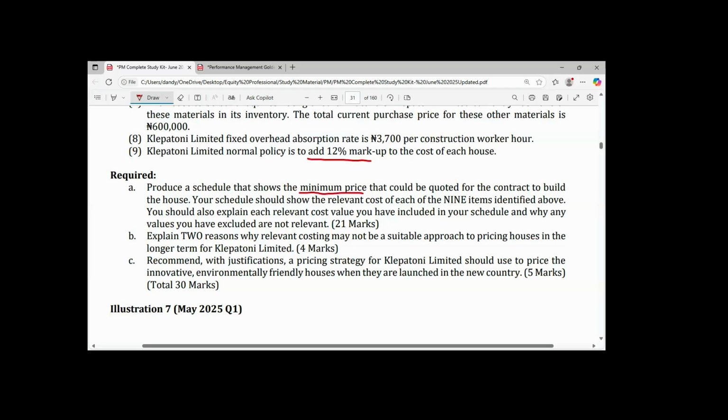B. Explain 2 reasons why relevant costing may not be a suitable approach to pricing houses in the longer term for Clepatonic Limited. 4 marks. C. Recommend, with justifications, a pricing strategy Clepatonic Limited should use to price the innovative environmentally friendly houses when they are launched in the new country. 5 marks. Total marks, 30 marks.